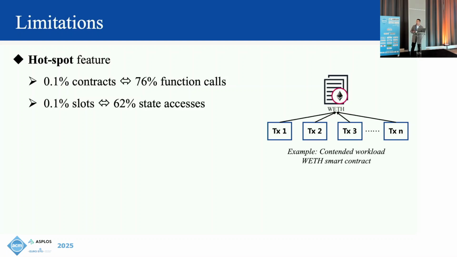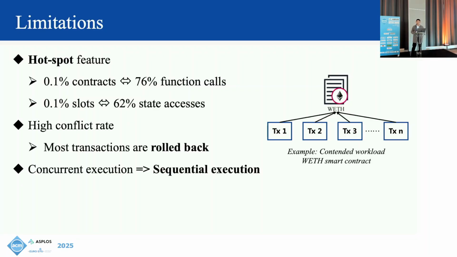Let's take Ethereum as an example. The workload exhibits a strong hotspot pattern. A small fraction of smart contracts and storage slots account for the vast majority of function calls and state accesses. This creates a high conflict rate where many transactions operate on the same data, especially on popular smart contracts like WETH. As a result, even though transactions are executed concurrently at first, most of them fail validation and must be rolled back and re-executed serially.